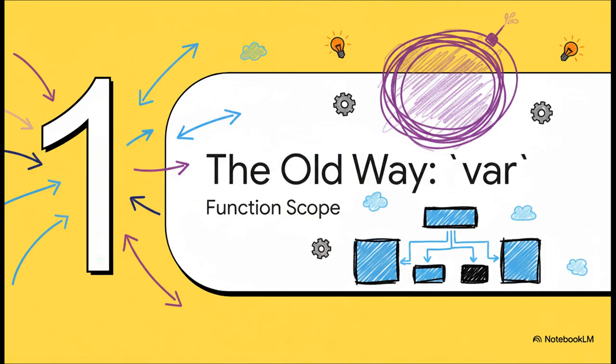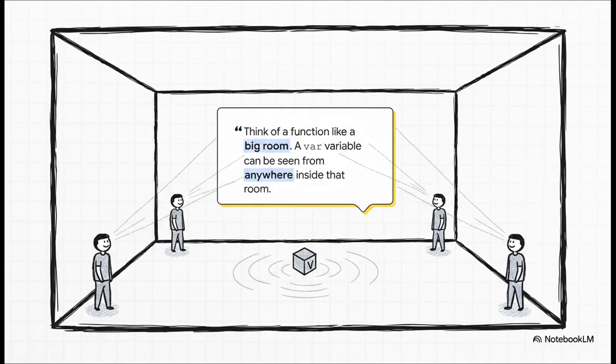For the longest time, this was it. This was the only way we could declare variables. And its behavior is all about something called function scope. Here is a fantastic way to picture this. Imagine your entire function is just one big open room. When you declare a variable using var, it doesn't matter what corner you put it in, it's visible from absolutely everywhere else inside that room.